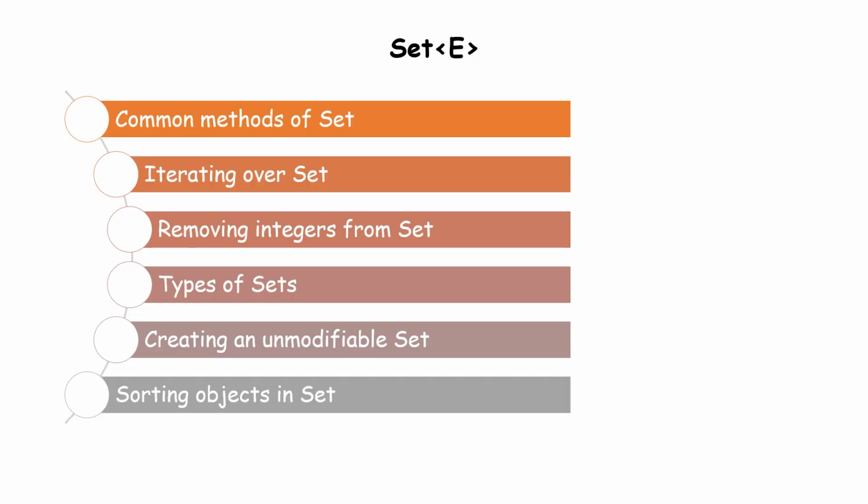Now let's start with the sets. With the sets, again we will be quickly discussing the common methods, then we will iterate, remove the integer from set, then we are going to discuss the types of sets, then we will see how to create an unmodifiable set like we created the list, and then we will see how to sort the objects in set. Here you won't see creating a set from the array, because again that is not possible.